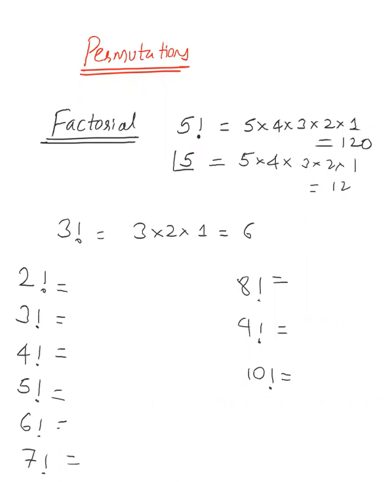And don't reverse it, okay? Sometimes people will reverse it. Instead of writing like this, they will write like that. This is correct, okay? 2 factorial is 2, 3 factorial is 6, 4 factorial is 24, 5 factorial is 120, 6 factorial is 720, okay?